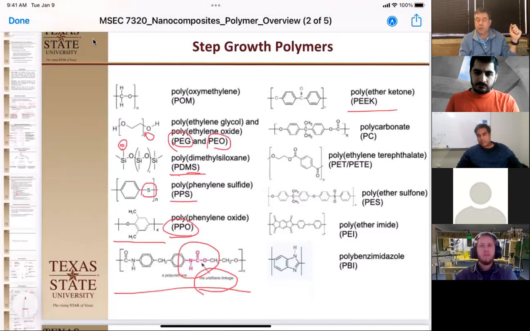This is the most common polycarbonate right here. It's made from bisphenol A and usually phosgene, but they have a new way to make it with transesterification.